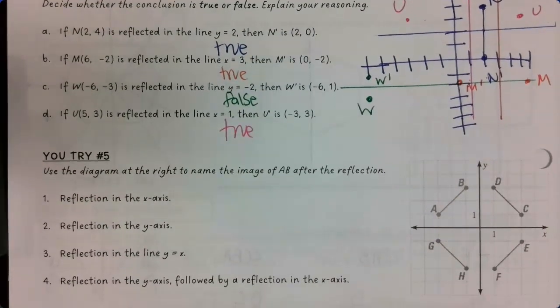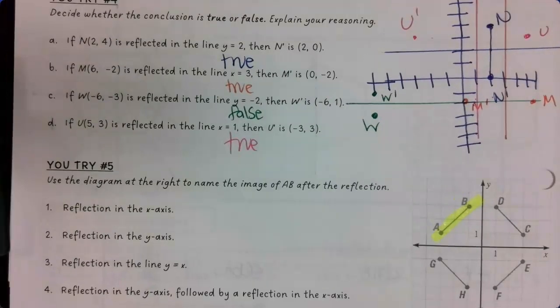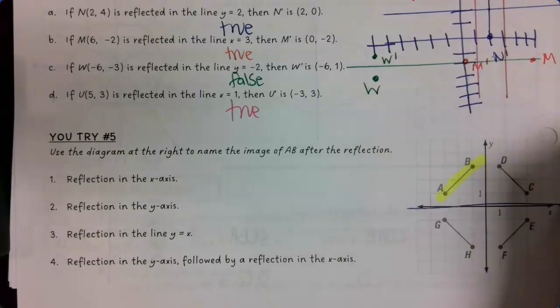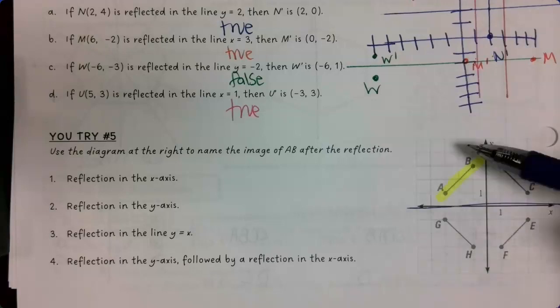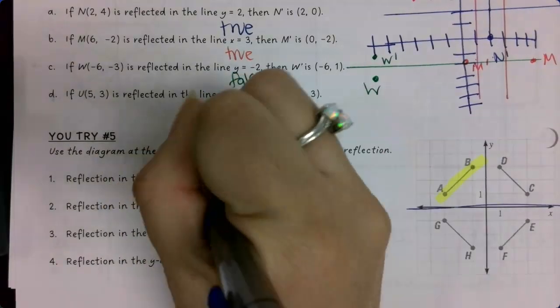Okay. Number 5, it wants me to determine the name of AB after I reflect it. So AB is this one right here. The first reflection is across the x-axis. So after I reflect across this line right here, what's its new name? Which 2 letters? If I fold this paper in half, which 2 letters match up? GH.